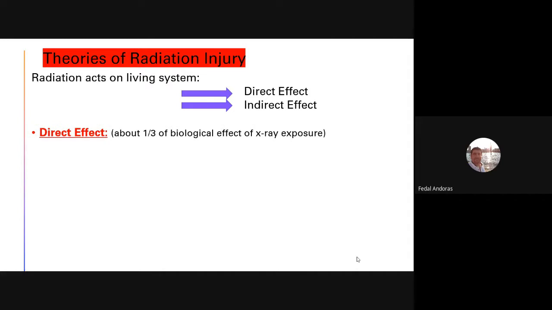So the direct effect accounts for about 1/3 of the biological effect of X-ray exposure. It happens when ionizing radiation directly hits a critical area within the cell, for example, DNA. When the ionizing radiation comes to the cell and directly hits the area, this is the direct effect.